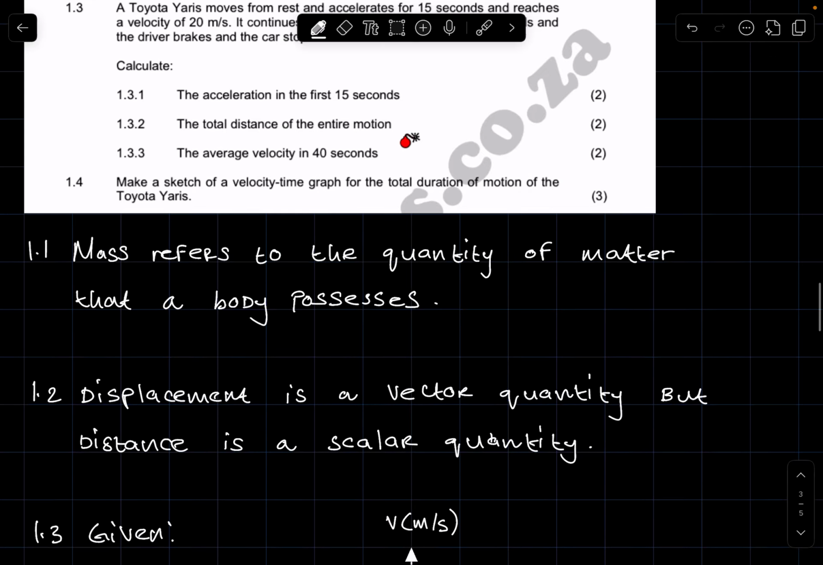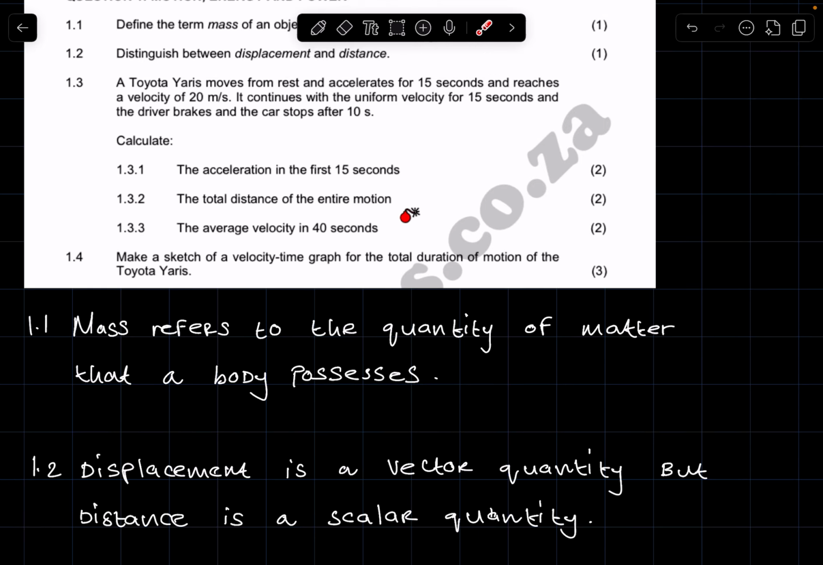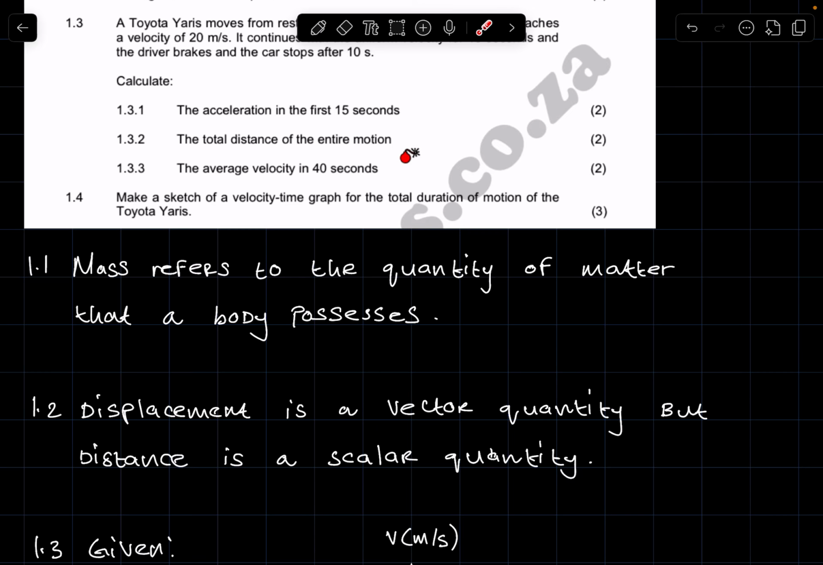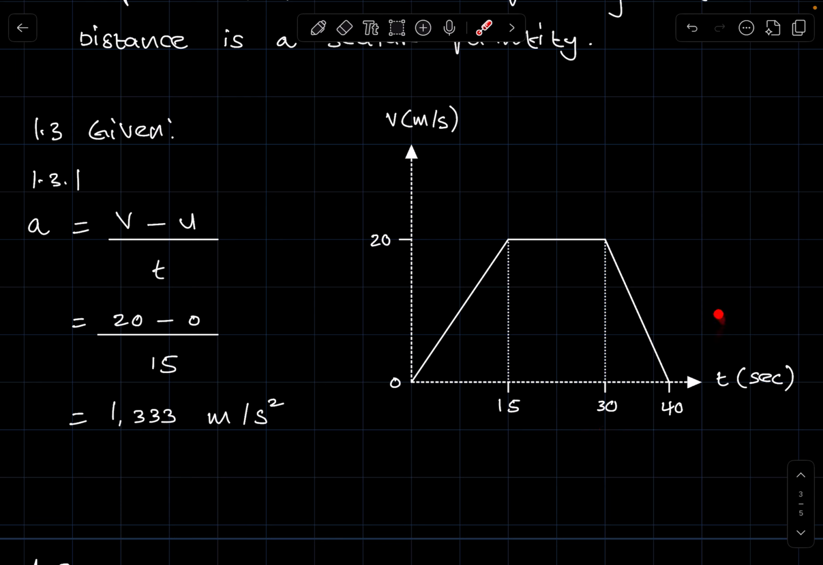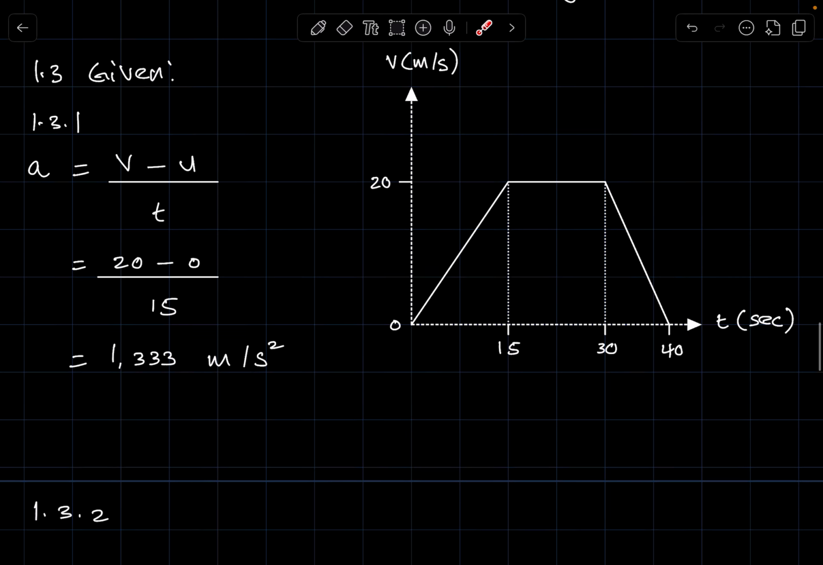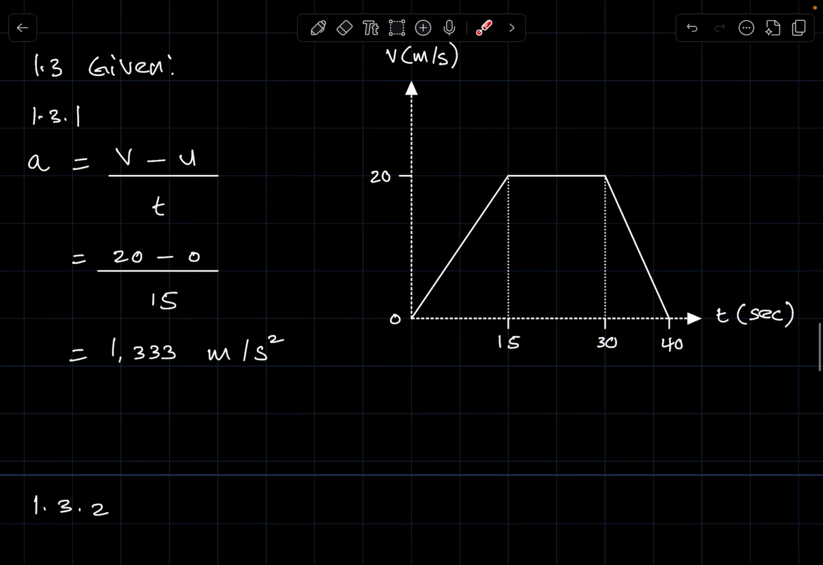Now let's look at 1.3.2: calculate the total distance of the entire motion. Remember that here you weren't required to draw the graph, so the quantities we are determining we do not necessarily have to determine from the graph, seeing that we weren't told to draw the graph or given the graph. So you can calculate the quantities in a number of ways, by simply using equations of motion or by using the graph itself.